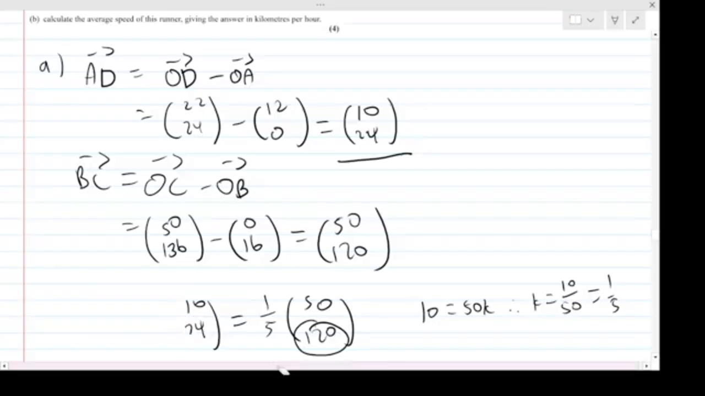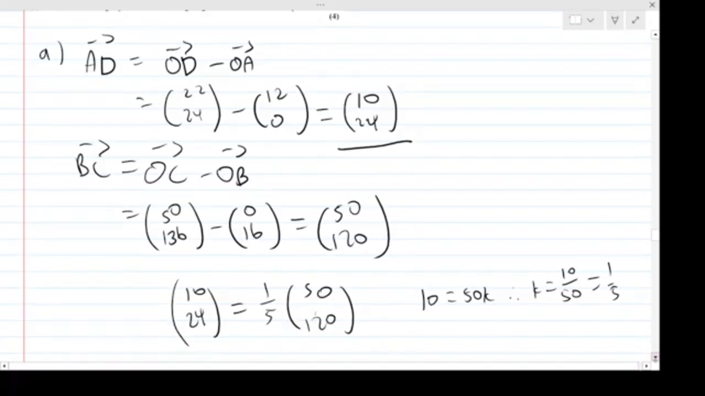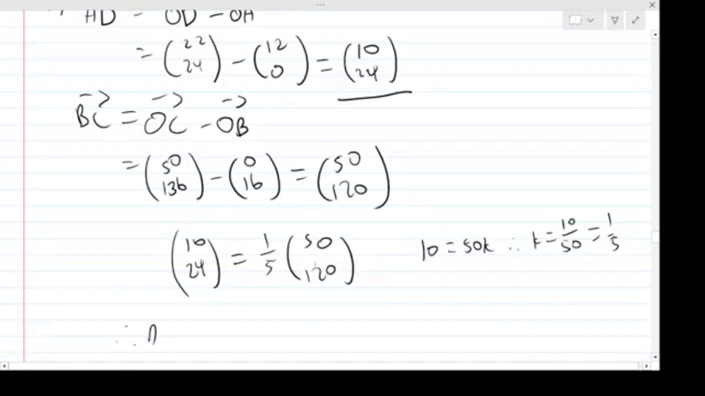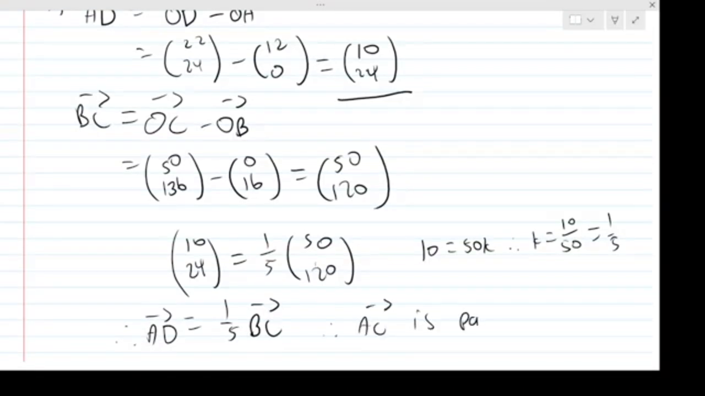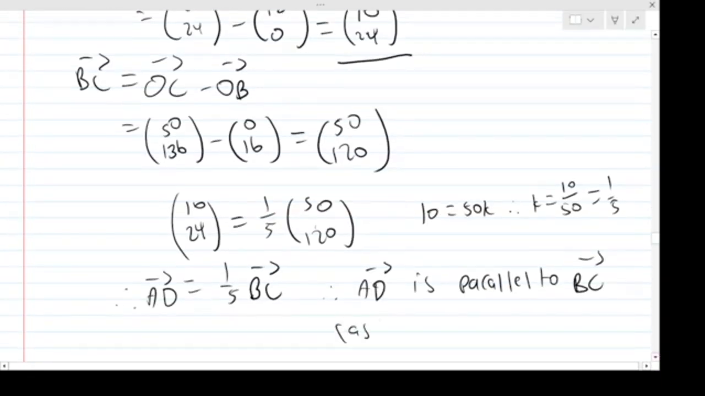Okay, so they are multiples. They're multiples by a fifth here. So then we can say that AD, the left side vector, is a fifth of the vector BC. Therefore they're parallel. So AD is parallel to BC, as they're multiples of each other. And there we are. Cool.